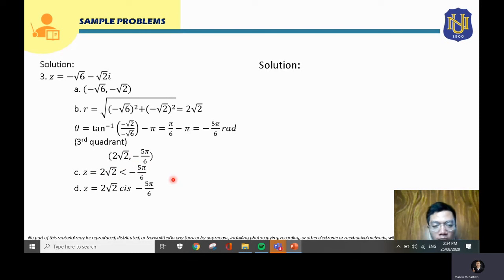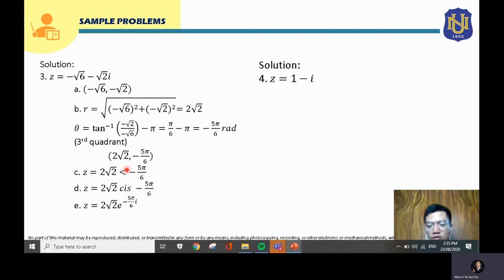Now for the trigonometric form, we also need r and theta here. We just substitute that to the trigonometric form, which is r cis theta. So this is r and then cis, and then the theta is negative 5 pi over 6. The same goes for number 5, the exponential form, which is expressed as z equals r e raised to theta i. You just substitute r and theta. So that will be 2 square root of 2 e raised to negative 5 pi over 6i. So these will be the answers for number 3.